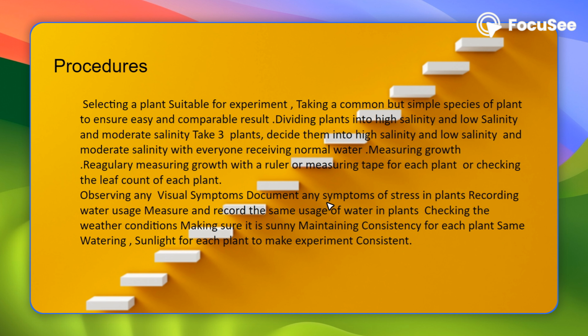Fifth, recording water usage. Measure and record the water usage of each plant during the month of experimentation. Number 6, checking the weather conditions, making sure it's sunny, and making sure the experiment does not take place on a rainy day. The experiment took place between November 25th and December, where most of the days were not rainy, which was lucky for me. By this method, I could determine how salinity influences plant growth and draw conclusions.